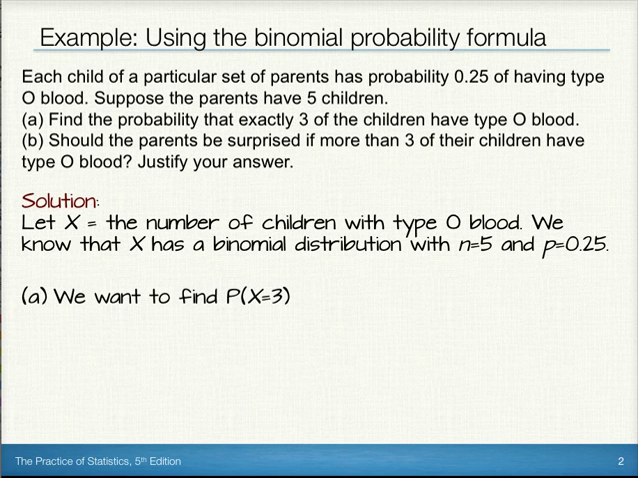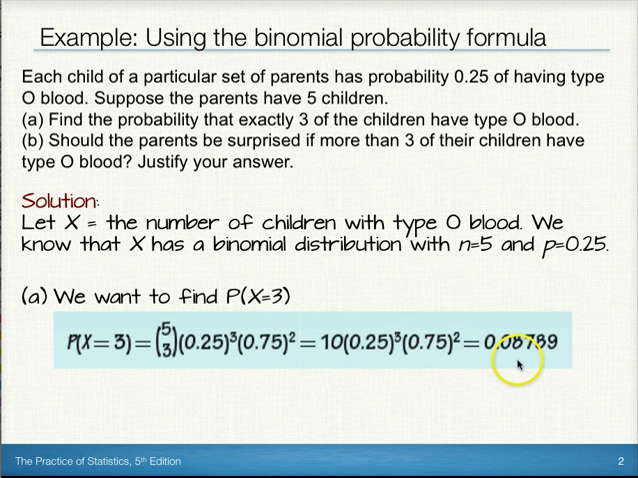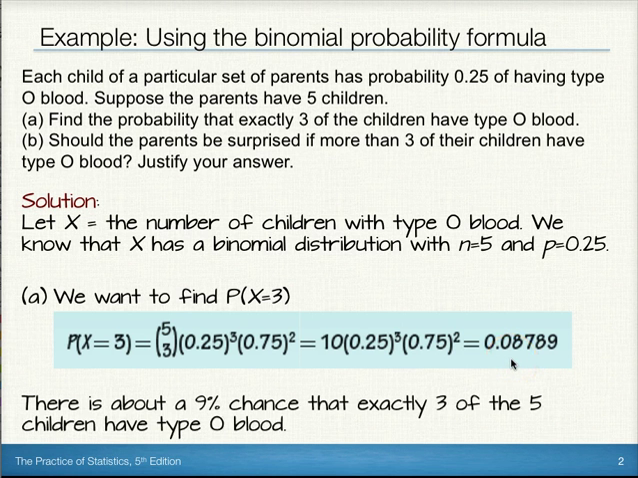We want to find the probability that x equals 3. Well, using our binomial formula, you remember we first have to start with 5 choose 3. That tells us how many different ways we could have 3 children out of 5 with type O blood. Then we find our probabilities of successes, 0.25 to the 3rd power, meaning 2 of the cases would have to be failures or not having type O blood. Probability of 0.75 on each of those, squared because we have 2 cases. Multiplying all that out, we find 0.08789, meaning there's roughly a 9% chance that exactly 3 of the 5 children would have type O blood.